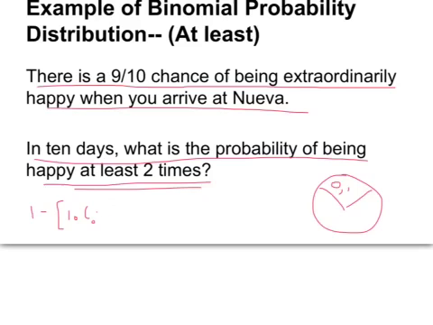So as I'm filling this out, try to think about how you might use sigma notation. So 9/10 to the 0 times 1/10 to the 10 plus, okay, sigma notation, plus, and now it's going to be a very similar thing. 10 choose 1 instead of 0, times 9/10 to the 1 instead of 0 again, plus 1/10 to the 9th.